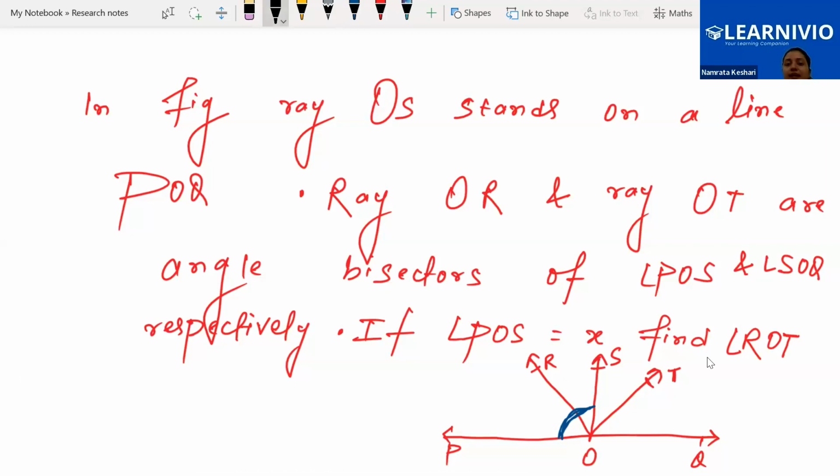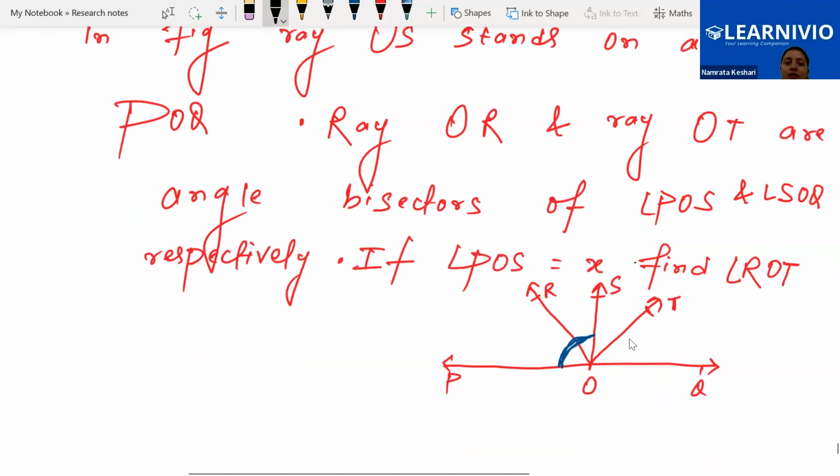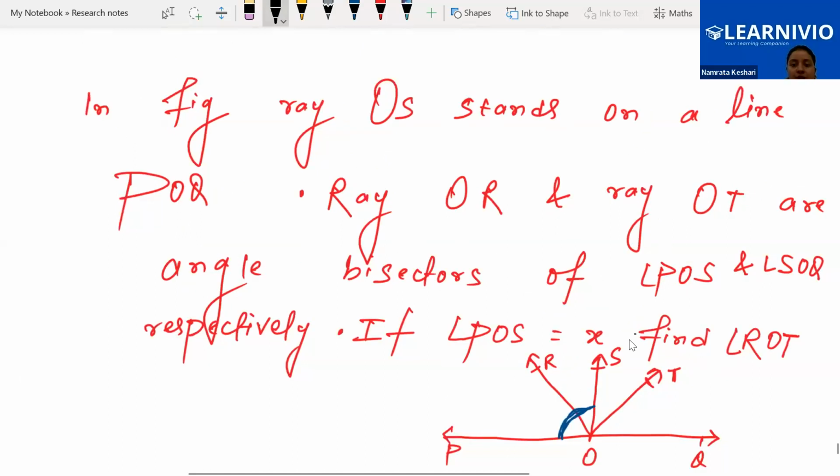Suppose here it says that OS stands on a line. We don't know at what angle. OR and ray OT are angle bisectors. OR is an angle bisector. Then we can say this angle and this angle, these two black angles, are the same. Maybe we can name it also. This is angle 1 and this is also 1. Both are the same. Similarly, it says that the other two angles are also the same.